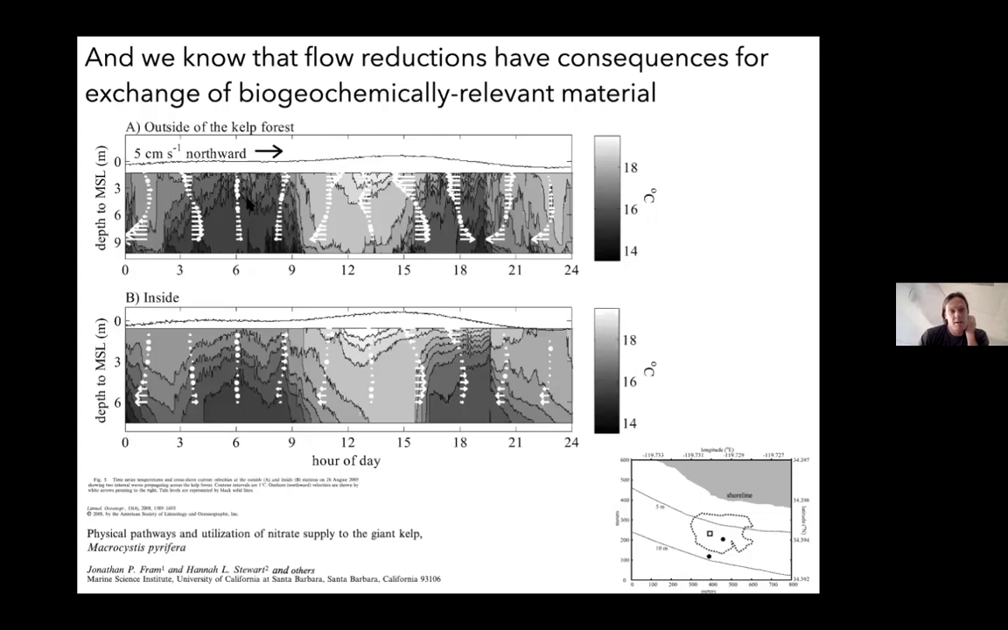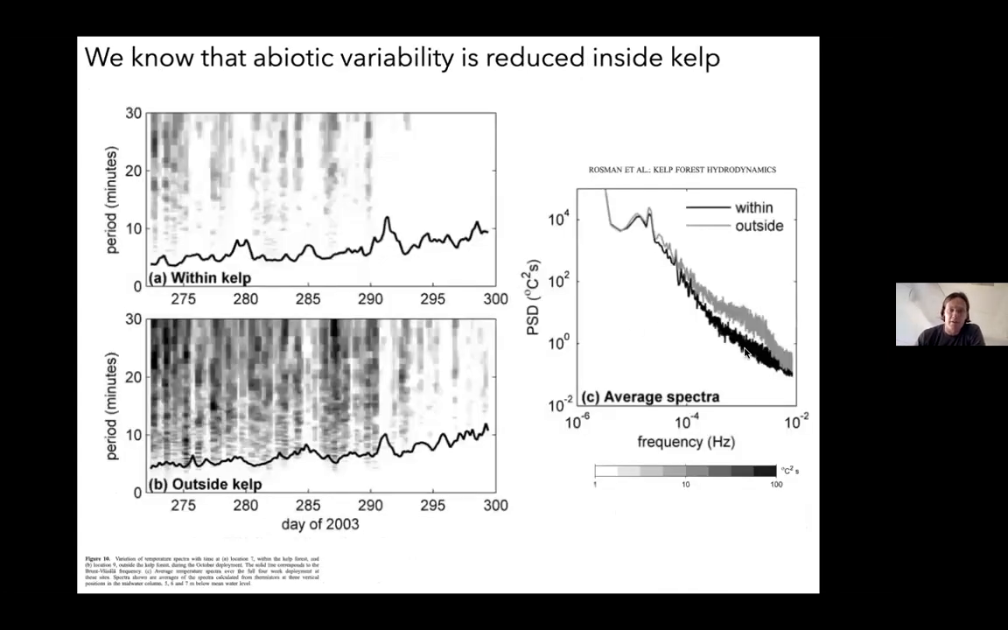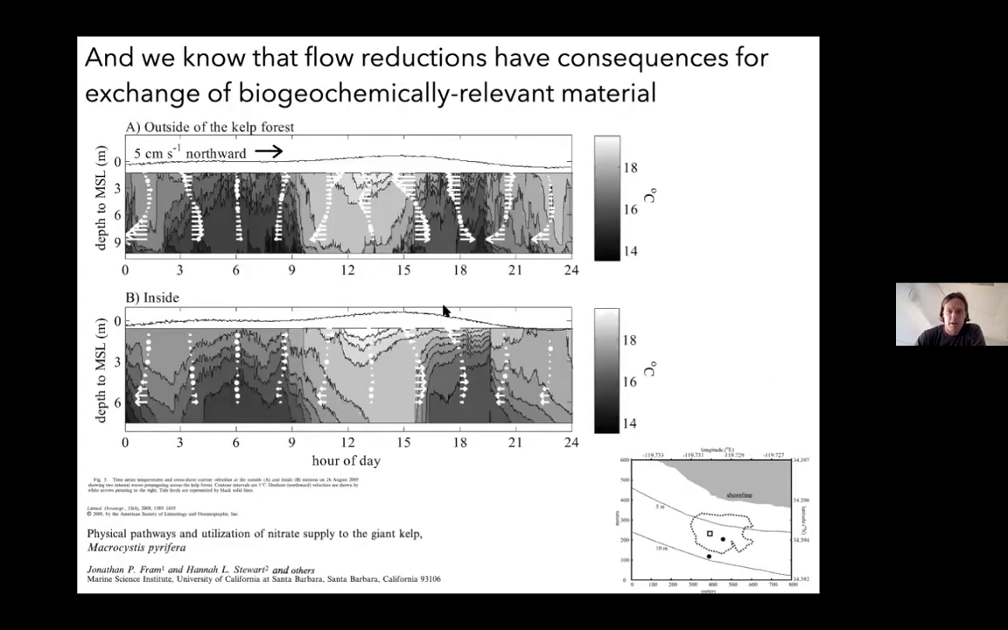We can also compare the variations in temperature. If we focus, for example, on the time period right around 6 p.m., or hour 18, outside the kelp forest you can think of the contours as really noisy, fluctuating up and down a lot. This is similar to the high frequency portion of the spectra on the right side of this plot. Whereas inside the kelp forest, you don't see this same vertical excursion of any particular isotherm.